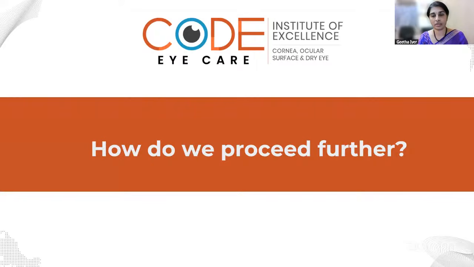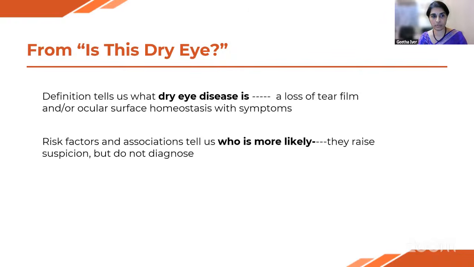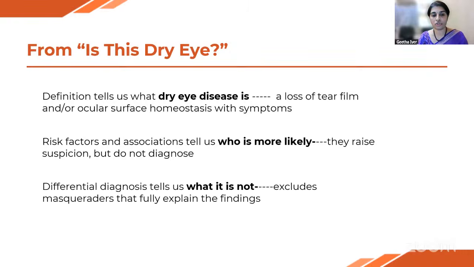So once we have understood the logic of how the diagnosis of dry eye is made, the next question is, how do we proceed further from 'is this dry eye?' So we've seen the definition tells us what dry eye disease is, that it is a loss of tear film and/or ocular surface homeostasis with symptoms. We've seen what the risk factors and associations are, which tell us who is more likely to develop dry eye disease. They raise suspicion, but they do not diagnose. And the differential diagnosis tells us what it is not. So it excludes masqueraders that fully explain the findings.